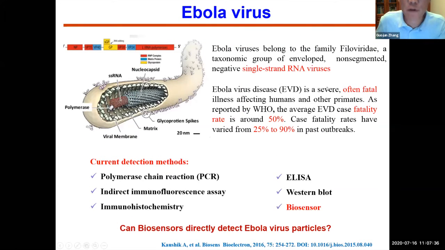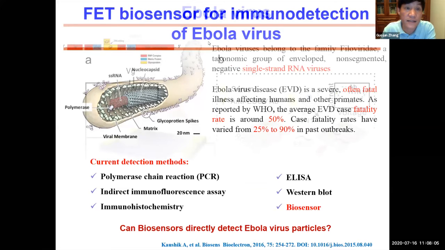So what is the Ebola virus? Similar to coronavirus, Ebola virus is a single-stranded RNA virus, and the disease is severe and often fatal. The current method, similar to coronavirus, is based on RT-PCR and antibody detection. So the question is, can biosensors directly detect the Ebola virus particle? The answer is yes.